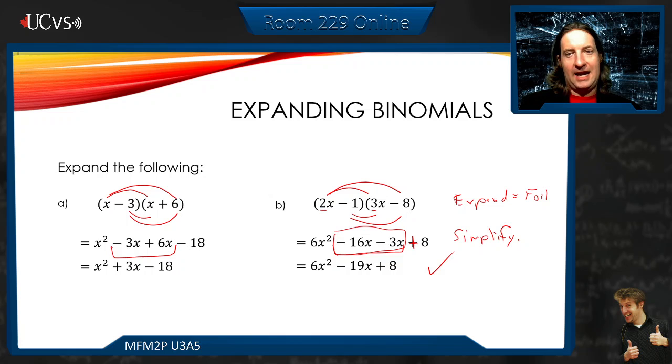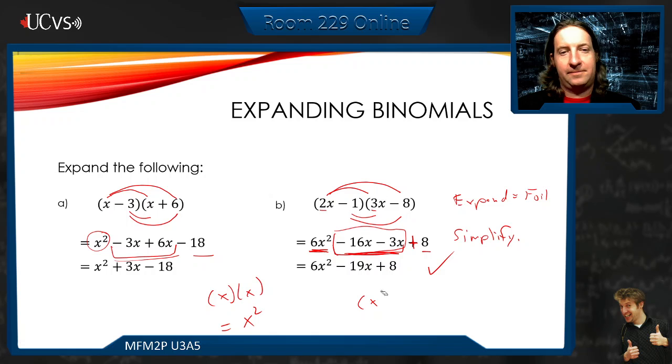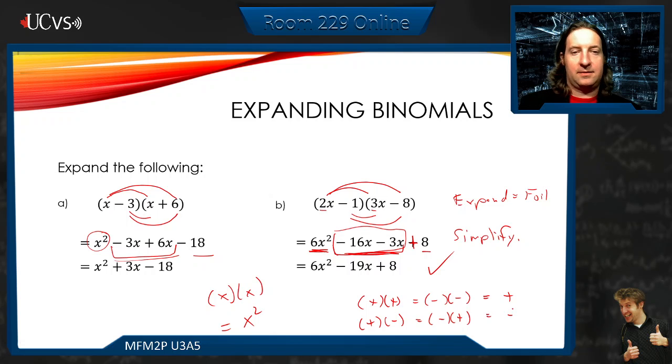Just keep in mind, right? x times x is x squared. Okay? Don't forget your x's in the middle. It should always look like this. You should always have an x squared at the front, x terms, and a number. And keep in mind, when we're multiplying, a positive times a positive, or a negative times a negative is always going to be positive. But if the signs are opposite, that's always going to be a negative. So just be careful with that.